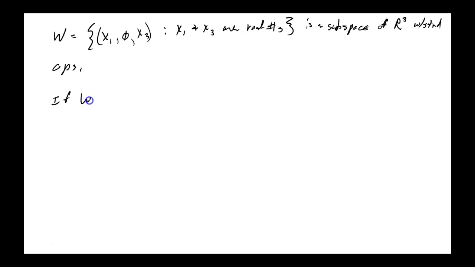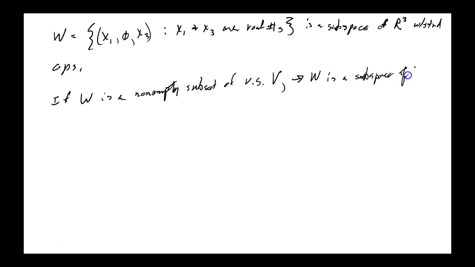If W is a non-empty subset of a vector space V, then W is a subspace of V if and only if the following closure conditions hold.